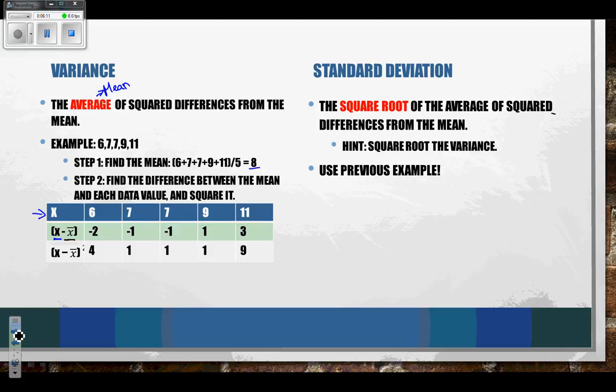Once I fill in these values, I'm then going to square those numbers. So negative 2 squared is positive 4. Negative 1 squared is 1. And so forth until I get to my last number of 3, square 3, and that gives me 9.